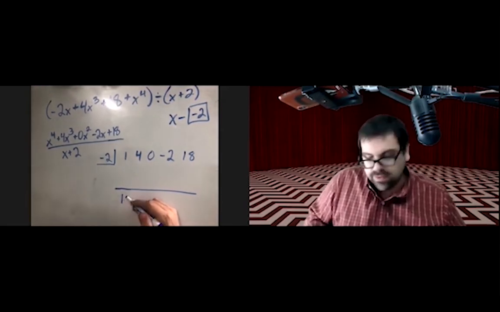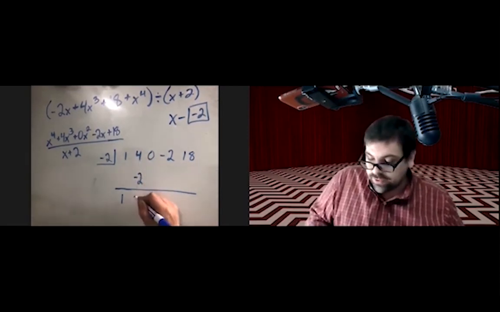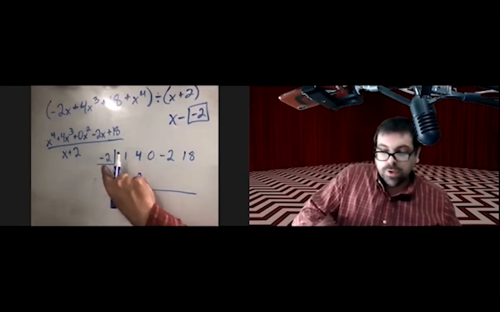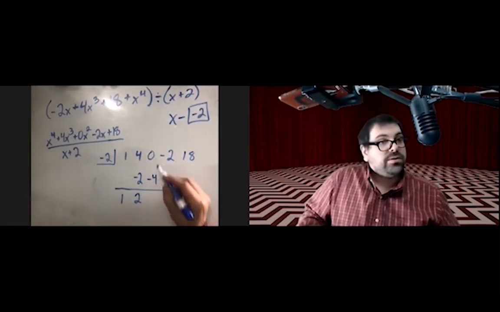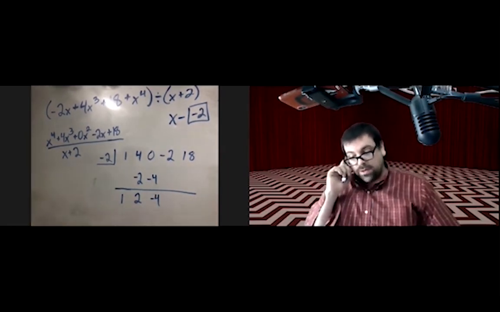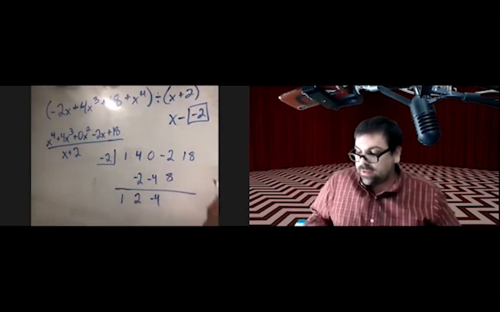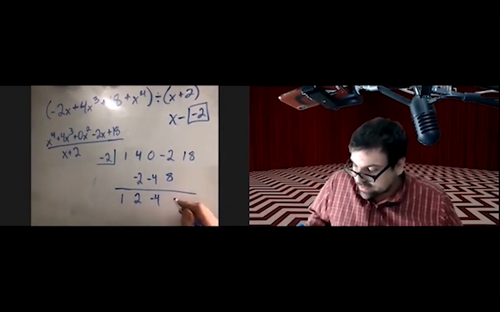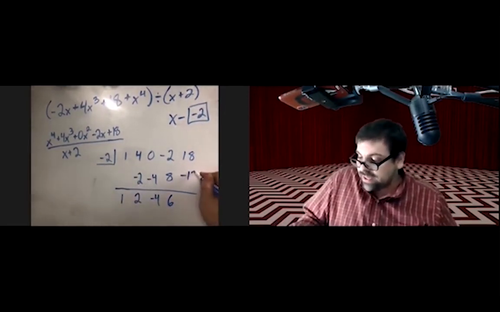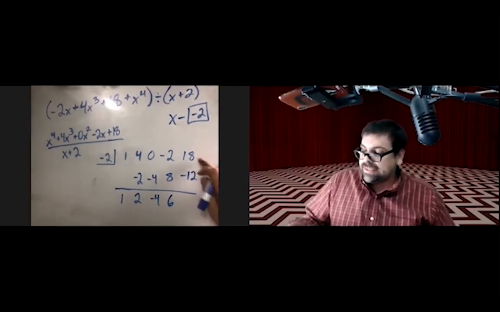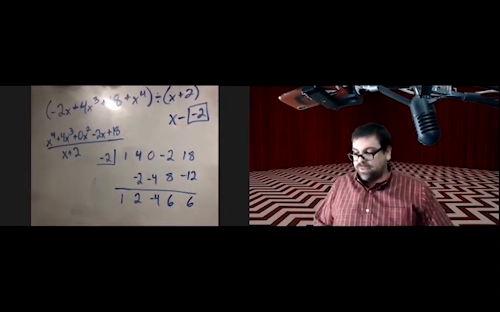Negative 2 times 1 is negative 2. Add 4 plus negative 2, or 4 minus 2. That's 2. Multiply negative 2 times positive 2 is negative 4. Add 0 plus negative 4. 0 minus 4 is negative 4. Multiply negative 2 times negative 4 is positive 8. Add negative 2 plus 8 is positive 6. Multiply negative 2 times positive 6 is negative 12. Add 18 plus negative 12, or 18 minus 12. It's positive 6. That's going to be our remainder piece.